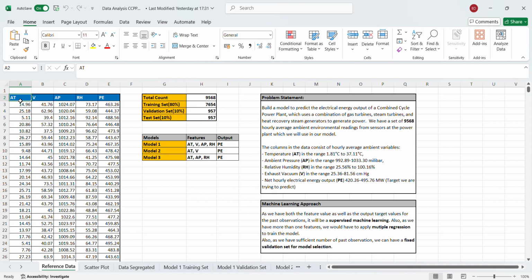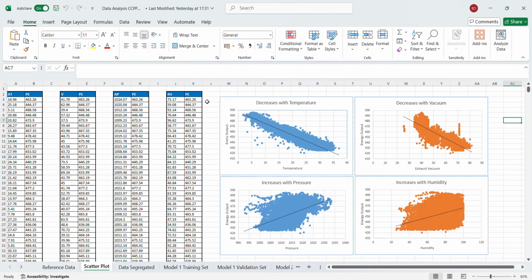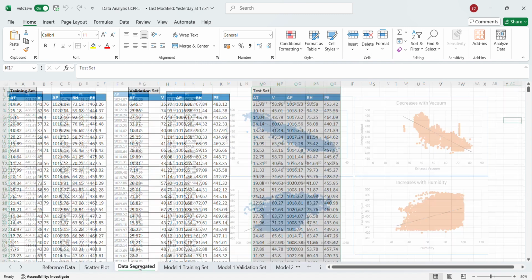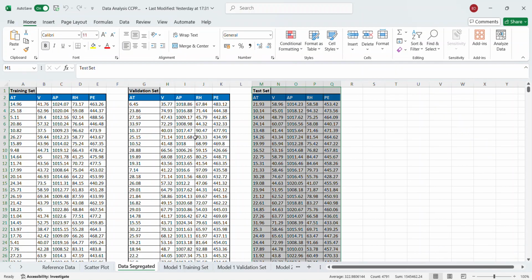Now first we try to do a scatter plot for all the features. And if you see here, energy output decreases with increase in temperature, decreases with increase in exhaust vacuum, then increases with pressure and increases with humidity. Now this is the data segregation as I have already talked about. The training set is 80%, the validation set 10%, and the test set is 10% of the data.